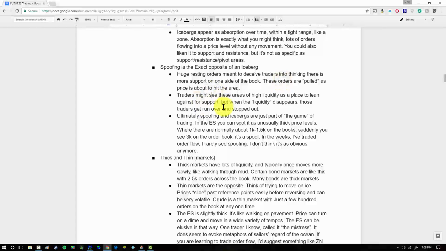Traders get run over. They're stopped out. So ultimately, spoofing and icebergs are just part of the game. In the ES, for example, you can usually spot it as thick price levels. They're normally about maybe 1,000 to 1,500 orders on the books at any one time. But suddenly, you might see a 3,000 size order on the book, and usually that's too good to be true. It's usually like a spoof. But in the weeks I've traded order flow, I rarely see that at all. So I don't think it's as obvious anymore to spoof.